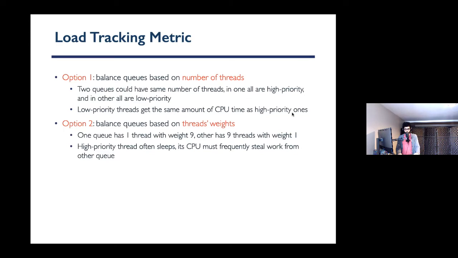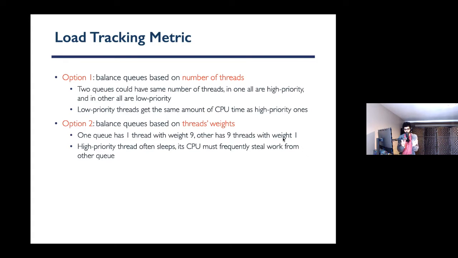What is option 2? Maybe when we define load, we should also consider thread weights. So here's an example. Let's say one queue has 1 thread with weight 9, and another one has 9 threads with weight 1. So maybe we should multiply weight by number of threads. So the load on this CPU becomes 9. And do the same thing here, 9 threads, weight 1, that's also 9. So it seems like we have a load balanced system. Both CPUs have load 9.